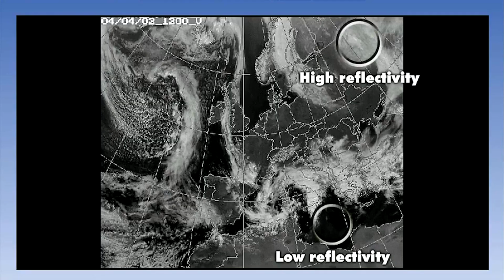So, to summarize, on a visible satellite image, low reflectivity appears black, high reflectivity appears white, and various shades of gray represent everything in between. Most clouds show up clearly, but watch out for exceptions, like when the ground is covered in snow or ice, or when thin cirrus is viewed against a bright background like lower clouds. In these cases, the lack of contrast makes them tough to spot.